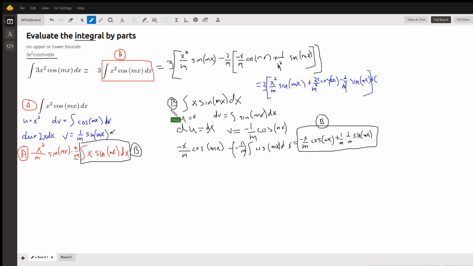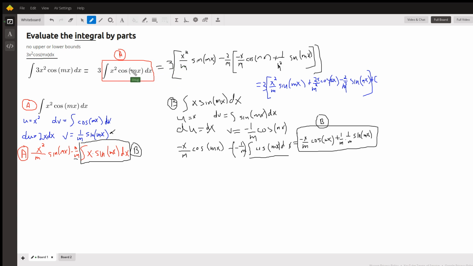So I go over to part B. Same deal. u equals x, dv equals sine of mx dx. Here's what we get. And we still have to evaluate this portion. So this B that I'm going to return over here is minus x over m cosine of mx, plus 1 over m times the antiderivative of cosine of mx, which is 1 over m sine of mx. So that's B.